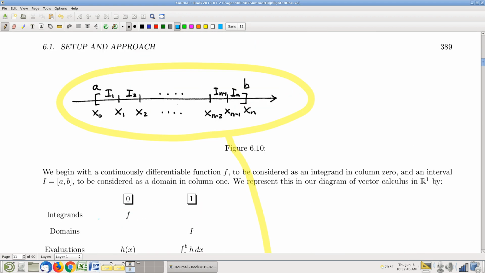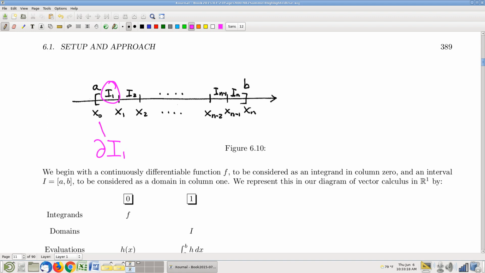So let me go back up to this diagram. I know y'all have seen this a million times, right? But if you take your interval from a to b, and if you chop it up into sub-intervals, right? Different ways to write this. Let me write it in a sort of a new way. But if I look at I1, and specifically its boundary is going to consist of these 2 points, this one with a negative orientation, this one with a positive orientation.